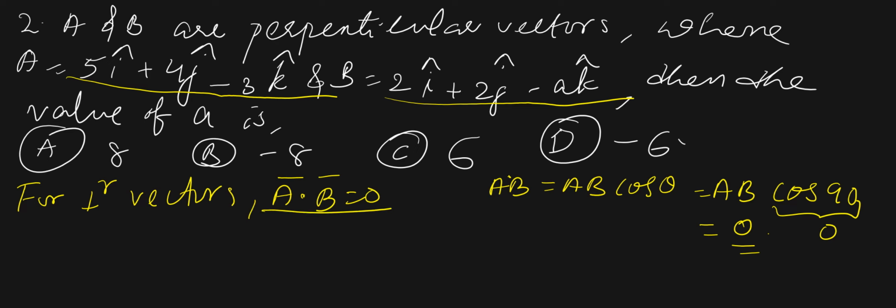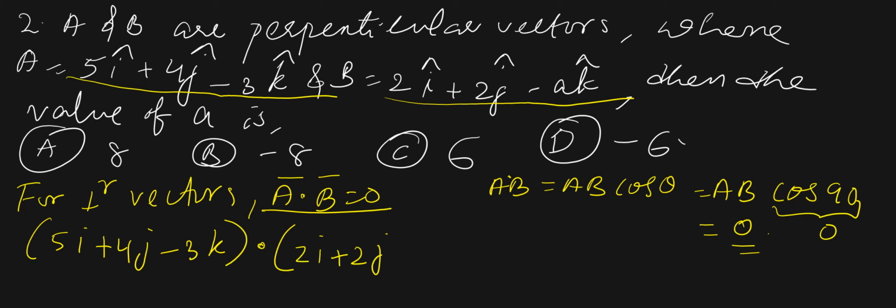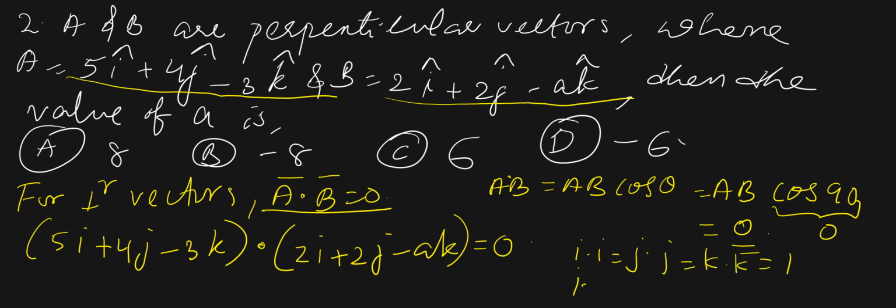So let us find out A dot B here. A is 5i plus 4j minus 3k and dot B is 2i plus 2j minus ak, since they are perpendicular, equal to 0. We also know that i dot i equal to j dot j equal to k dot k equal to 1, and also i dot j equal to j dot k equal to k dot i equal to 0.